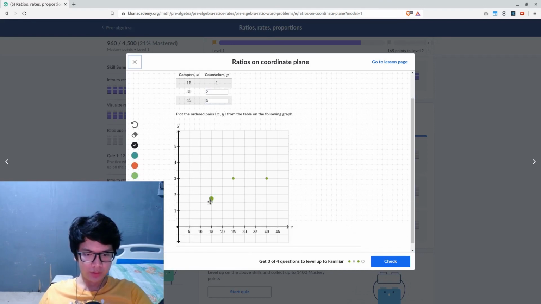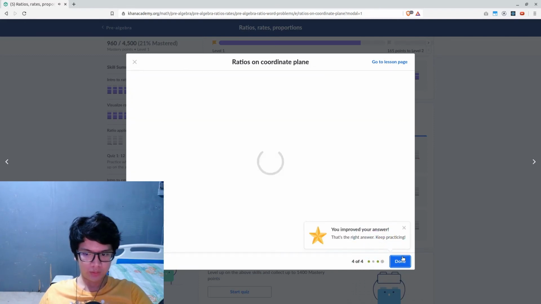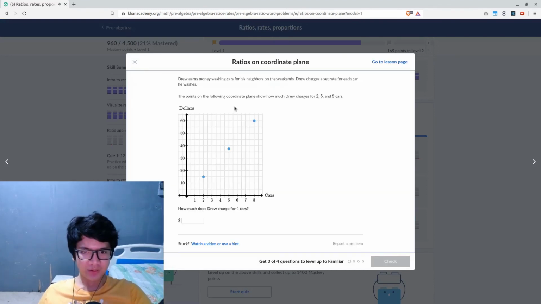Now let's see, 15, 1, 2 cancels with 13, 5. Yo, what the heck? Contours 15. Oh my god. I'm not paying attention.